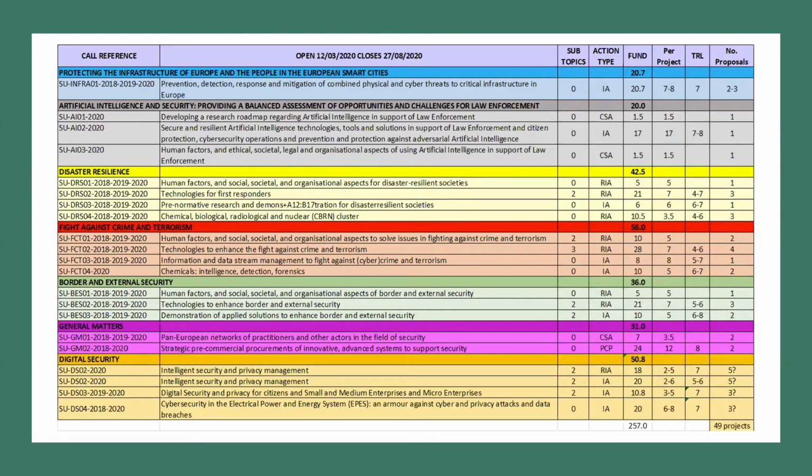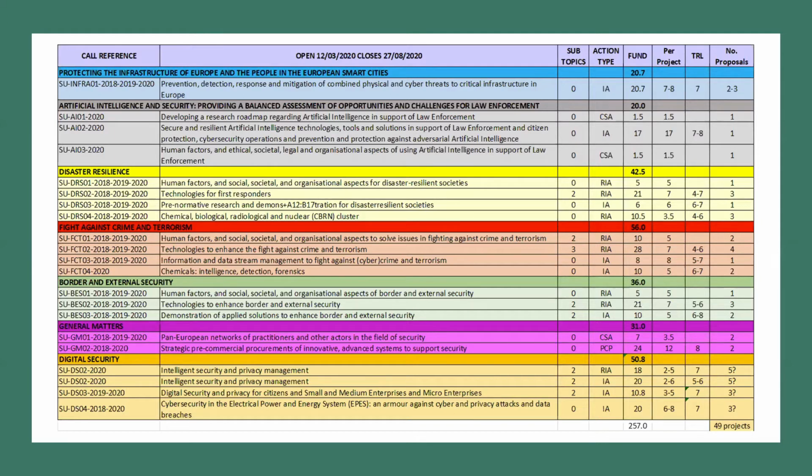Further down under digital security, there are some question marks against how many proposals there will be. This is because there is a range of funding between 2 and 5, 2 and 6, and 3 and 5. So from this slide, you can actually see how many projects will be funded within the area that you're interested in.